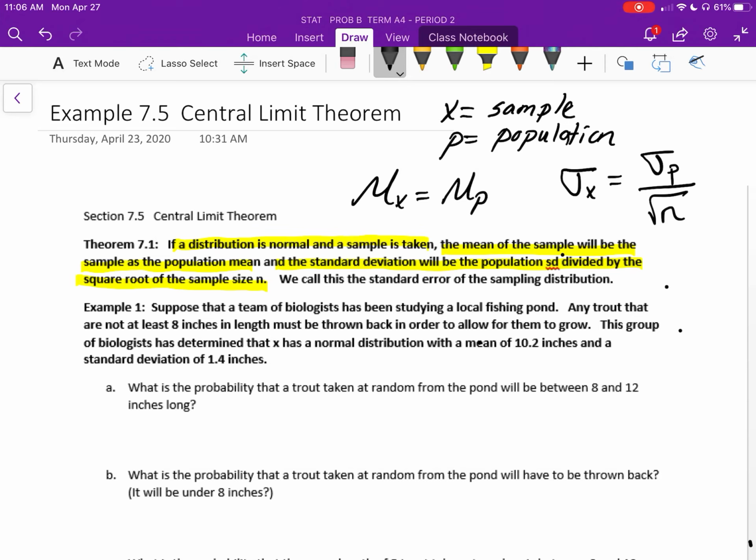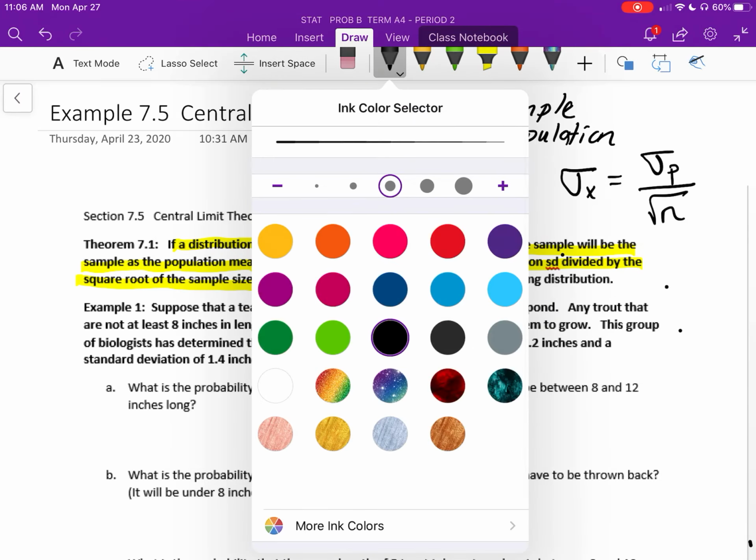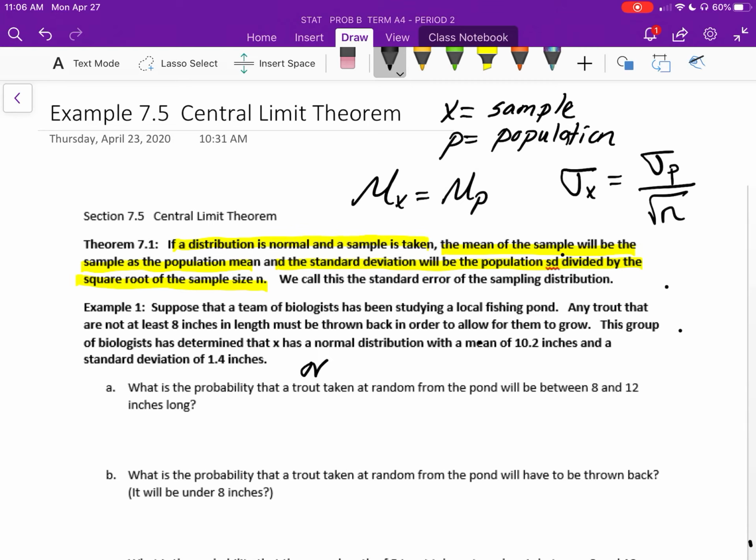So if we look down here, this is a question about fish, and these fish are being caught in a pond, and these biologists want to know, we're being told that any fish that is not at least 8 inches must be thrown back. And they know that the distribution is normally distributed, where the mean is 10.2, and the standard deviation is 1.4. So this is our population for all the fish. We're going to look at some samples.